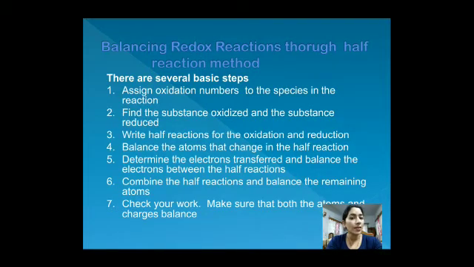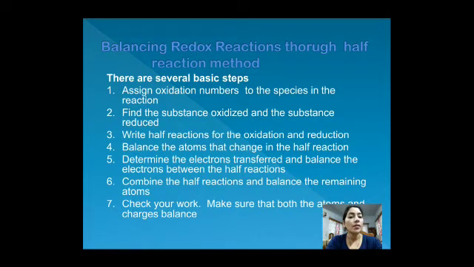Second, find the substance oxidized and the substance reduced, which is behaving as the oxidizing agent and which as the reducing agent. Third, write the half reactions of the oxidation and reduction. Half reactions mean what reactants are there and what product they finally make. Then balance the half reactions: the number of atoms should be equal on the left-hand side and right-hand side.